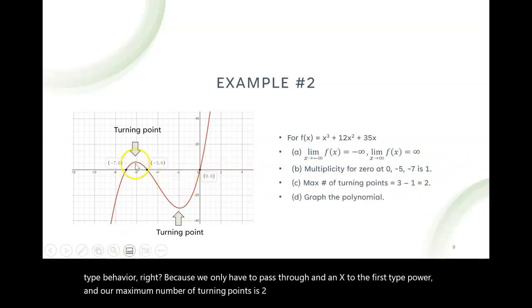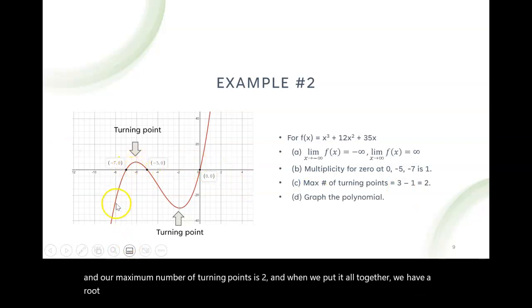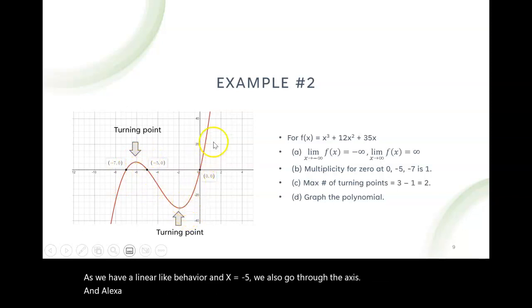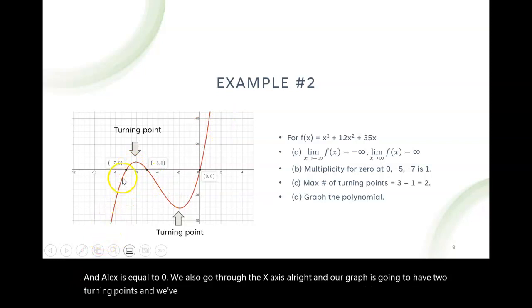All right, and when we put it all together, we have a root at negative 7. We're going to go through the axis because we have a linear-like behavior. At x equals negative 5, we also go through the axis. And at x equals 0, we also go through the x-axis. All right, and our graph is going to have 2 turning points, and we match it with our end behavior here. We'll practice more of this in class, but you see how all these pieces go together to get our nice graph.